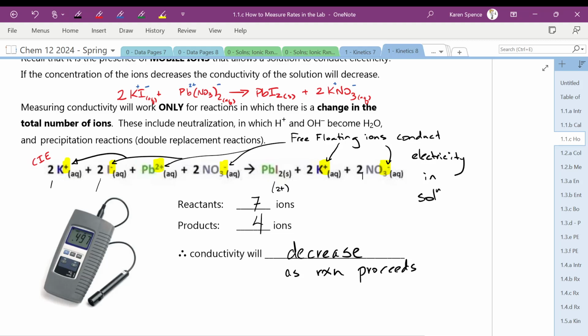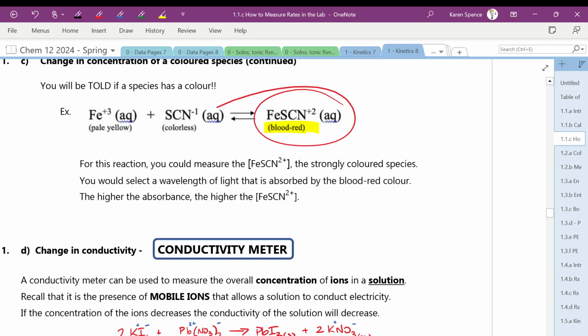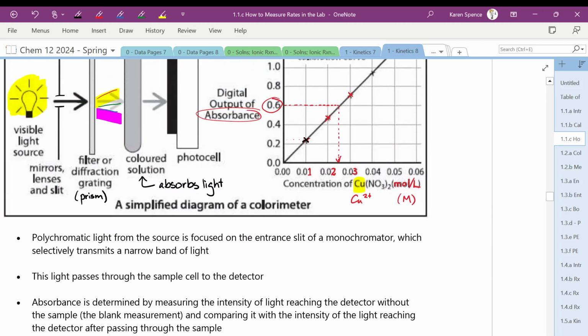Now, what if you just have some random ion, chloride ion? Oh, what could we measure about the chloride ion? Is there a little probe that we can put in that measures chloride ion concentration? And the answer is no. So we're going to go back even further now.